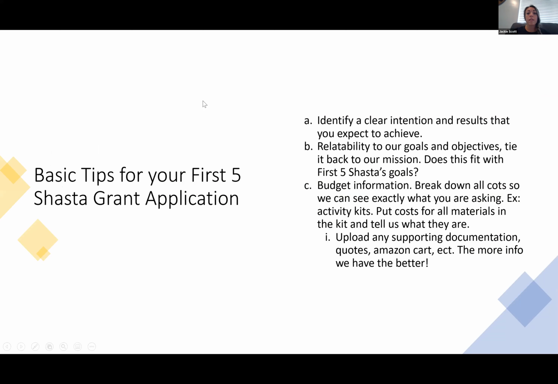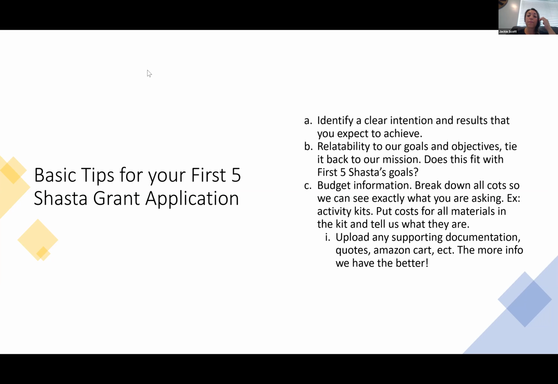So let's talk about some basic tips for your application. We're looking for a clear intention and the results that you expect to achieve. I think one of the first things you have to identify on your application is the results you're going to expect to achieve and really what you're trying to do with the money. So a clear, concise couple of sentences that tells us exactly what you're going to do and what your expected results are.